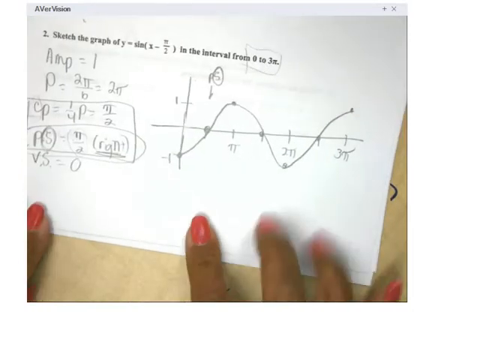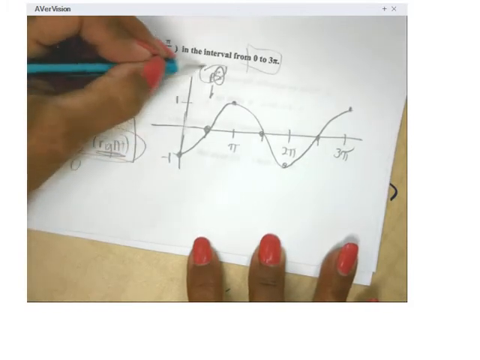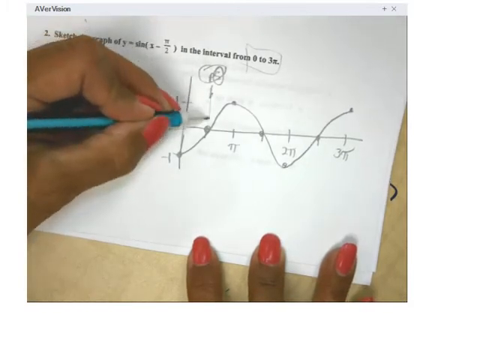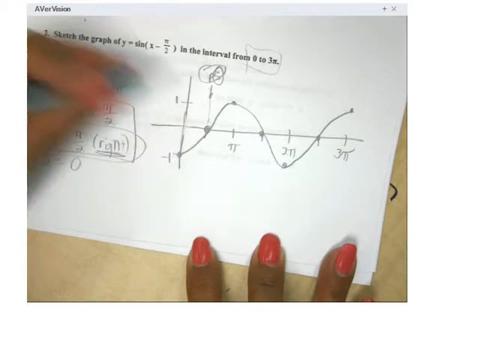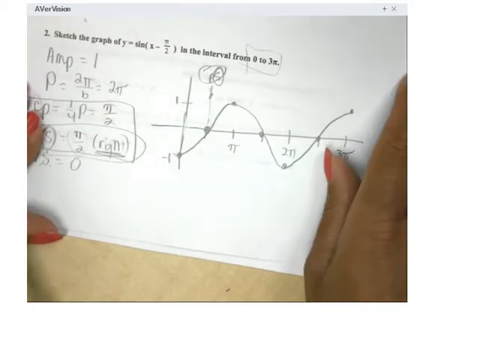Okay, and there's a picture of what we'll have. So again, our phase shift is where we will start to graph our wave. Now that doesn't mean it doesn't go backwards, because it does, but that's where we will particularly start our function. All right, let's practice another one.